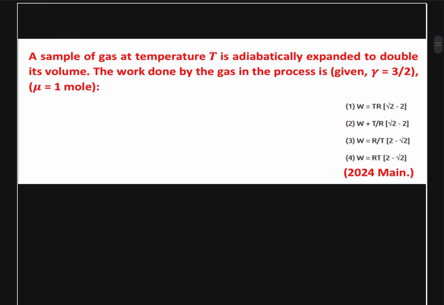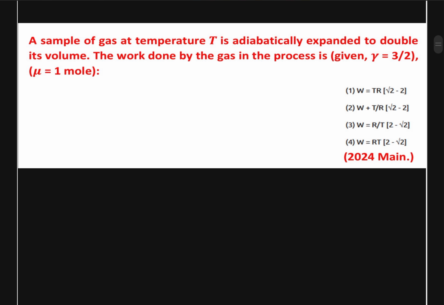It states that a sample of a gas at temperature T is adiabatically expanded to double its volume. The work done by the gas in the process is given. The adiabatic ratio is 3/2. So we are given an adiabatic process. So we are going to start with our adiabatic equation with respect to pressure volume as well as the temperature volume.